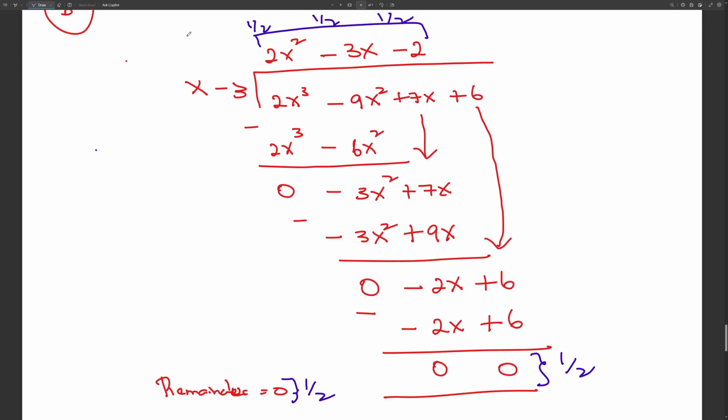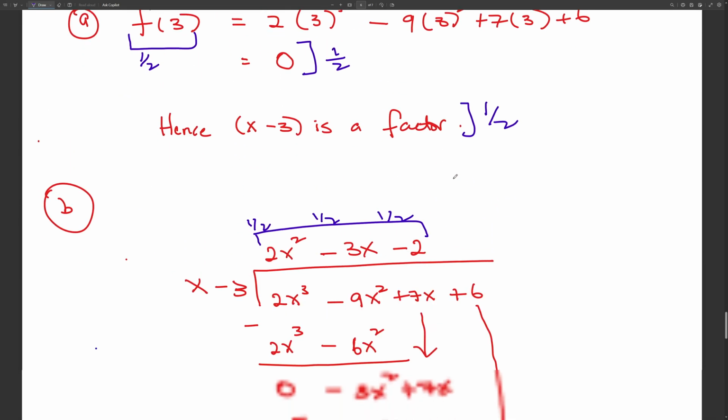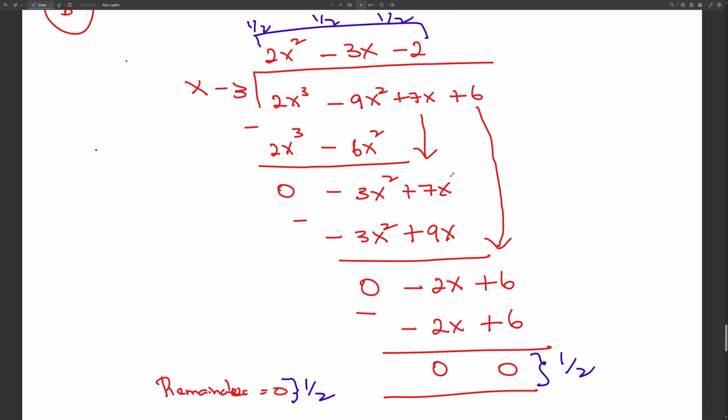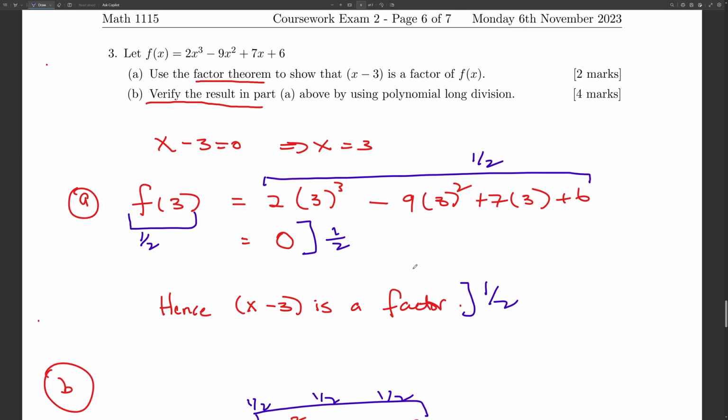So that's 1, 2 and a half. If I do the long division correctly, I'll also give myself a half mark for that, from here to here, and from here to here, half, and from here. So 1, 2, 3, 4. So that's 4 marks. So these are how my marks stack up in this part of the question.